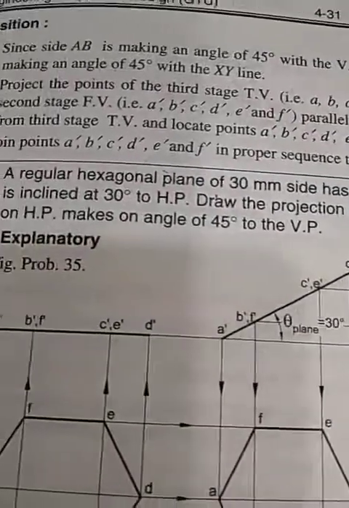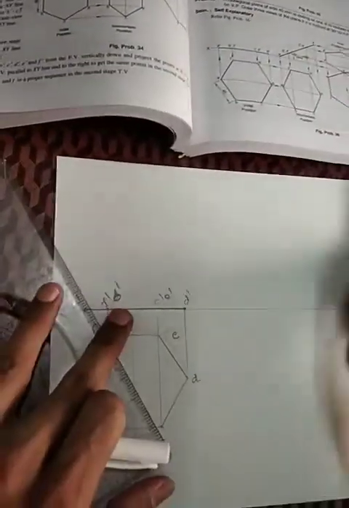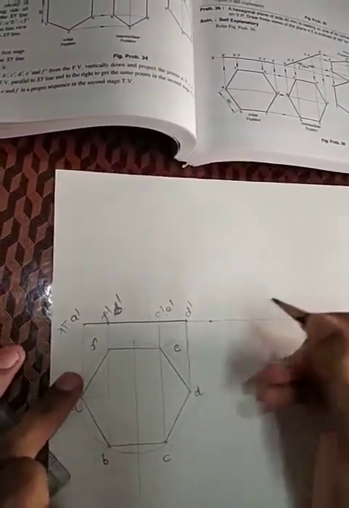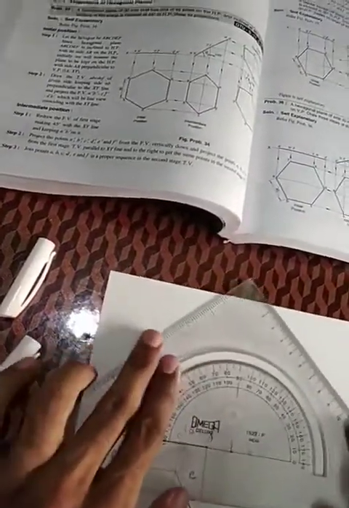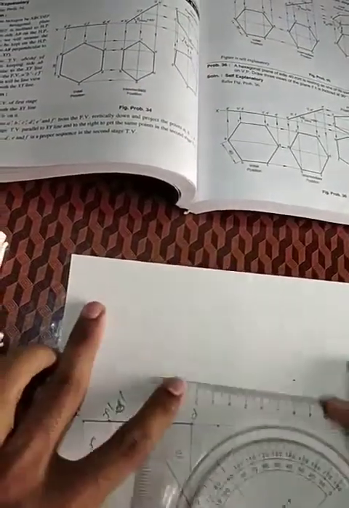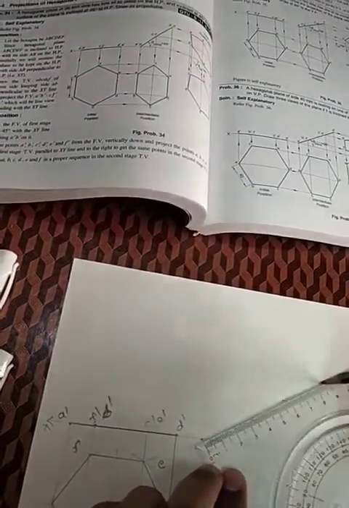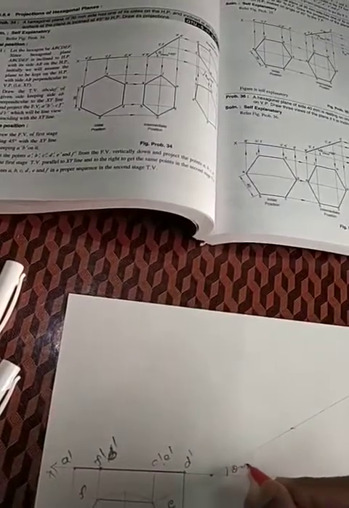Now this hexagonal plane is making an angle of 30 degrees to the HP, inclined at 30 degrees to the HP, so my theta is given equal to 30 degrees. So if theta is equal to 30 degrees, take any point on this line. After that, mark a 30-degree angle, right? So my 30-degree angle will be like this, and join this line. So this will be my theta equal to 30 degrees.